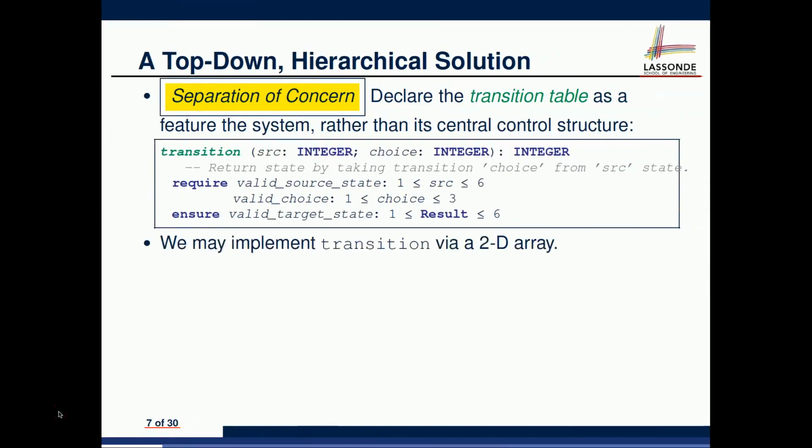And then there's a transition function there, and the obvious pre and post condition we have to write is to make sure the source state and also target state are within the range. Since we've got only 6 states, they should be within 1 and 6. Quite obvious, the pre and post condition.